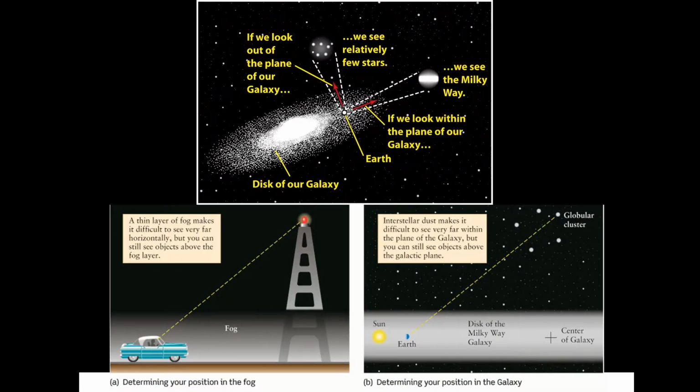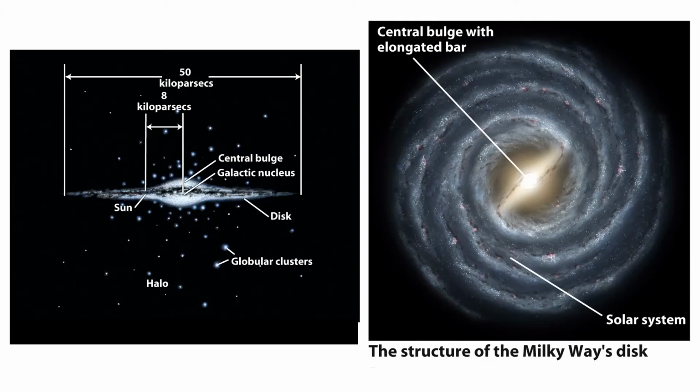In the diagram above, if we look out of the plane of our galaxy, this flattened disk of stars, we see relatively few stars, and we can see clearly into the depths of space. But if we look in the plane of the galaxy, we see the band called the Milky Way, which arcs over both the northern and southern skies. In the analogy below, it's as if we were in a fog, where it's impossible to see straight ahead through the fog, but we can see up out of the fog to a distant light. This is the dust, the equivalent of the fog, that Herschel did not know existed, and so it led him to underestimate distances and sizes.